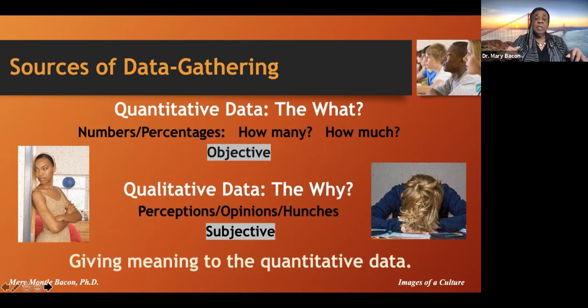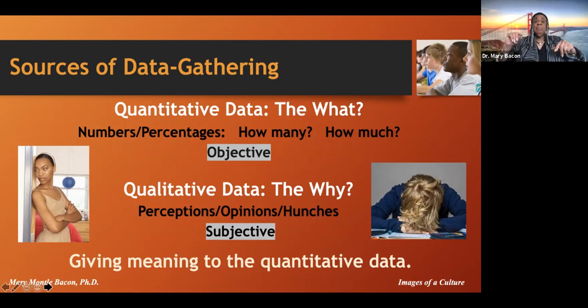Qualitative data, on the other hand, doesn't focus on the what, it focuses on the why. So you ask people questions like, what's your hunch about why this is the case? What do you think the root causes might be? We're looking at people's perceptions, what their opinions are. And a lot of people want to dismiss those things because the responses are very subjective. But qualitative data is very, very powerful because it gives meaning to the quantitative data that we have gathered.